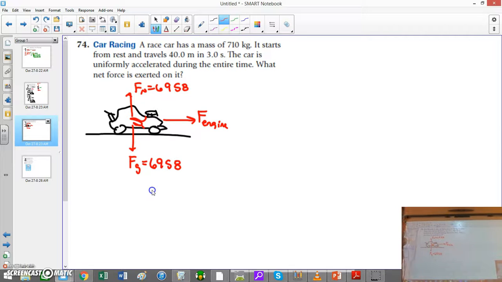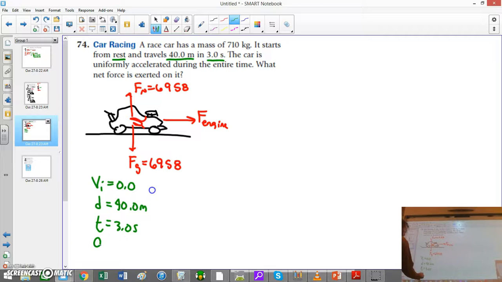The car starts from rest, so I know that its initial velocity is 0. And it travels 40 meters, so the distance is 40 meters in 3 seconds. That's the time. The car is uniformly accelerated the entire time. What is the net force?